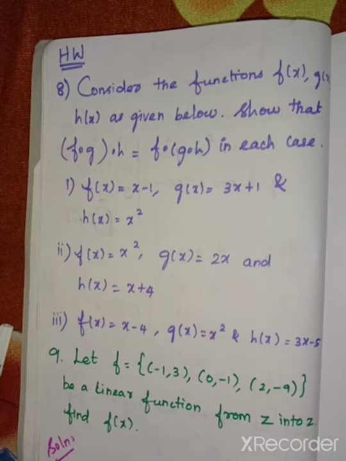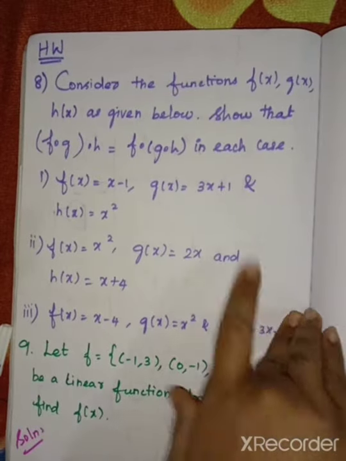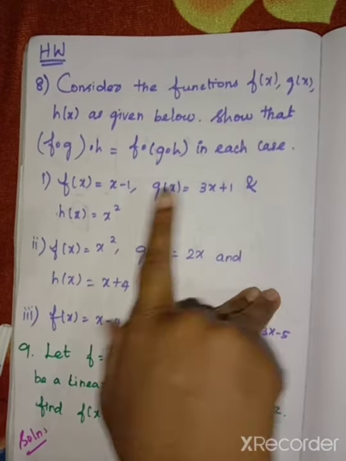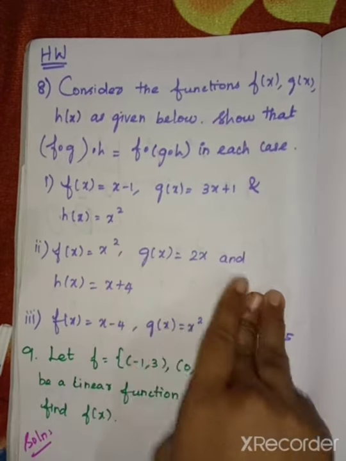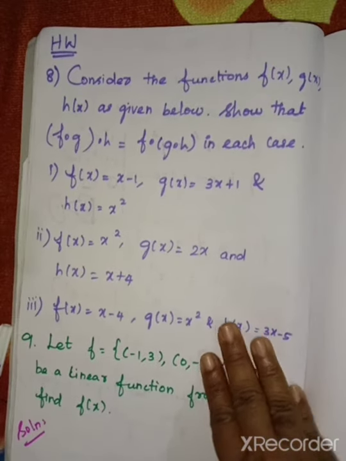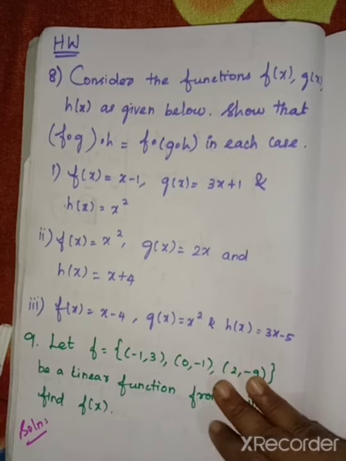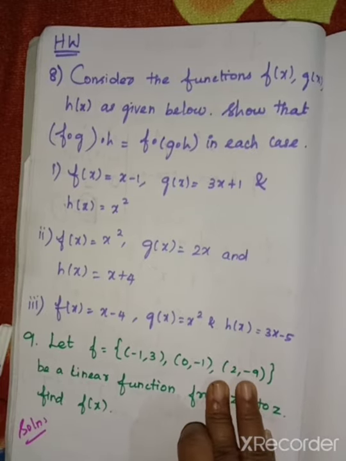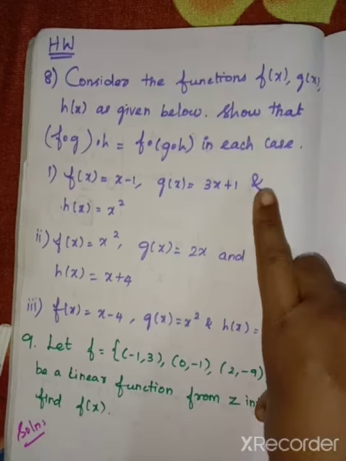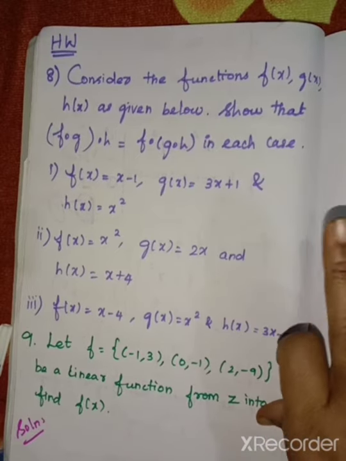Dear students, the eighth question is: consider the functions f of x, g of x and h of x given below. Show that f of g of h equals f of g of h. Here we want to find the composition of three functions and check whether they are equal. If you find they are equal, then that is equal, otherwise not equal. For each case, three sets of functions are given.